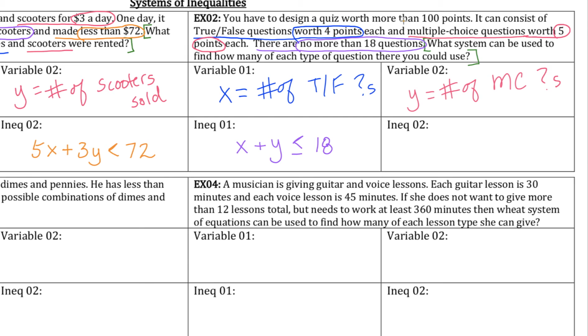And then let's use the orange. You design a quiz worth more than 100 points. We know that each true false is 4 points, so 4 points times the number of true false plus 5 points times the number of multiple choice should give me more than 100 points.